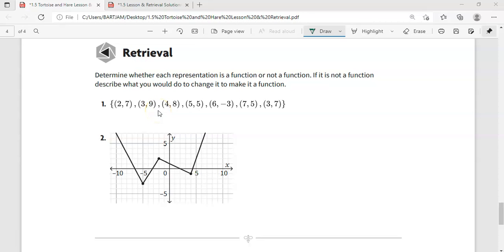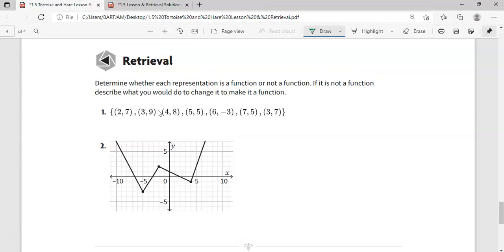Here are some examples with the retrieval to work through, and the retrieval questions are on page 48, but some examples to get you ready to get started on the Ready and Go portions of your homework. So the first set of questions says determine whether each representation is a function or not a function. If it is not a function, describe what you would do to change it to make it a function.